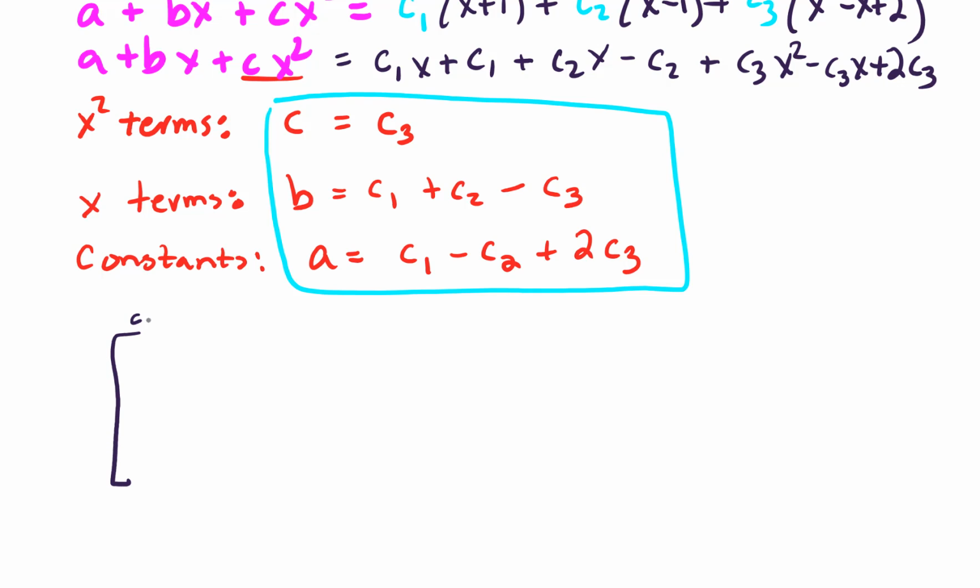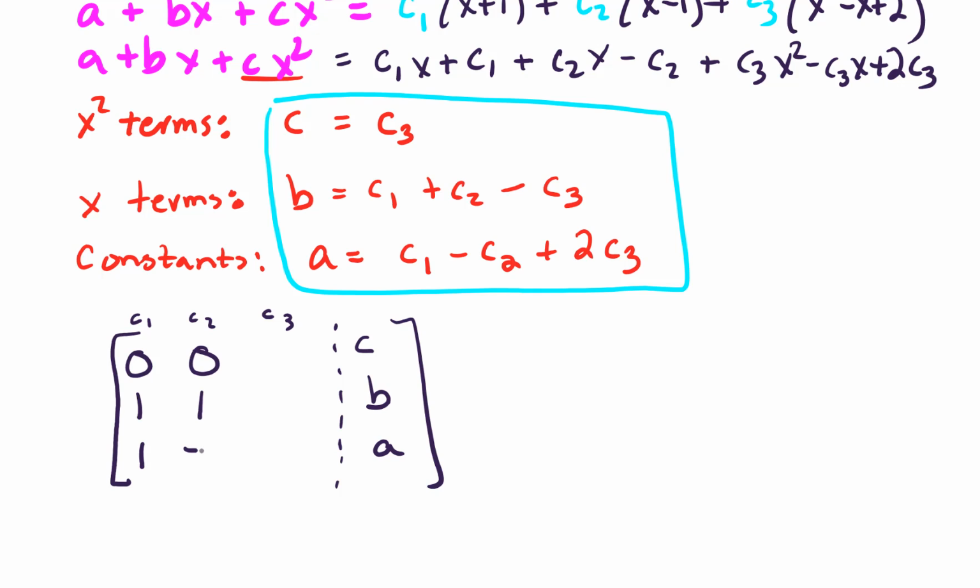So let's put this into an augmented matrix. My columns will be for c1, c2, and c3. And of course, the particular constants I have on the one side of the equal sign are c, b, and a. So for my first column, I have 0, 1, and 1. Second column for the c2s will be 0, 1, and negative 1. And lastly for c3, we'll have 1, negative 1, and 2.